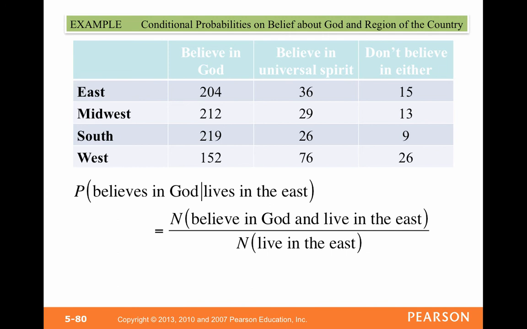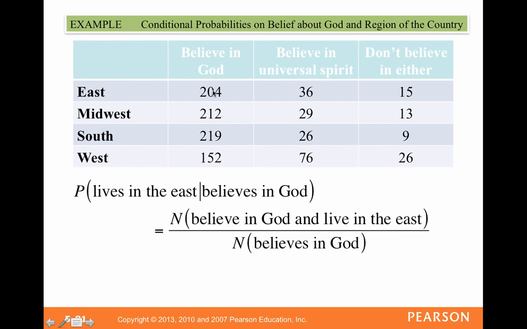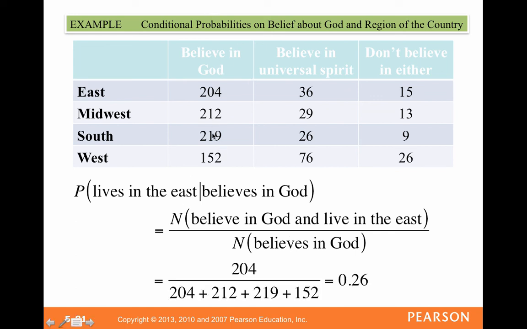Now the second question. What is the probability that a randomly selected adult American who believes in God lives in the East? So we're flipping the events. Now we know that they believe in God, so we're looking at the total number of people that believe in God. We divide by that total, which is 204 plus 212 plus 219 plus 152. I don't have that sum off the top of my head. We take 204 divided by that total, and that is 0.26, or 26%.